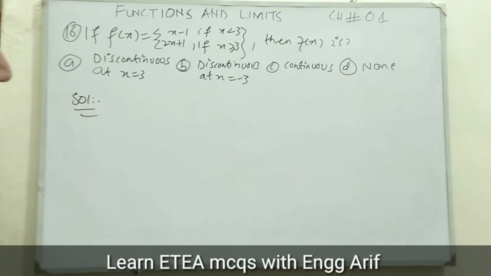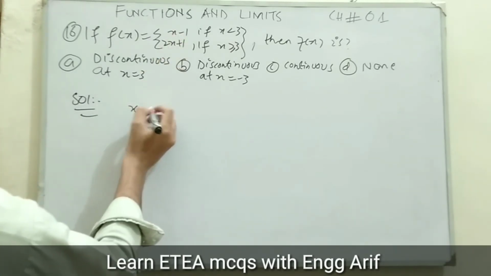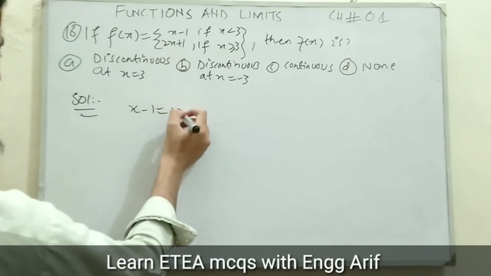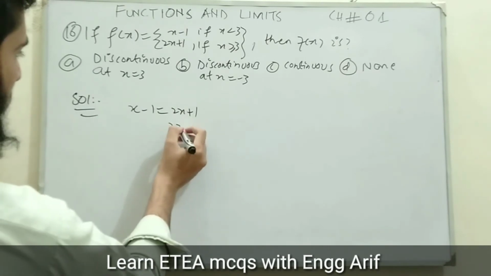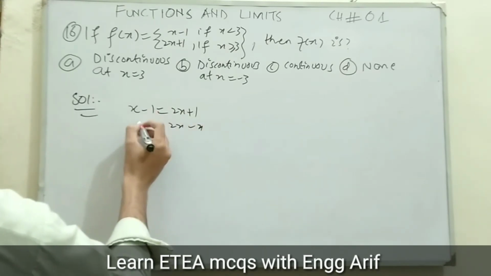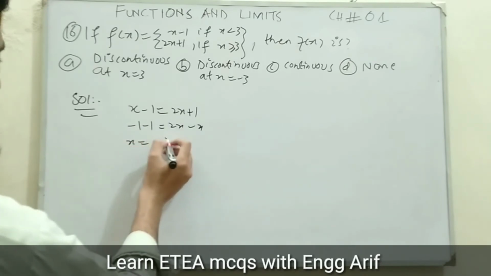We learned in the previous MCQs that the right hand limit must be equal to the left hand limit. So let's suppose x minus 1 is the left hand limit, and it is equal to the right hand limit 2x plus 1. So here x will go to the right hand side, it becomes 2x minus x is equal to minus 1, and this one will come to the left hand side, it becomes 2x minus x is equal to minus 2.